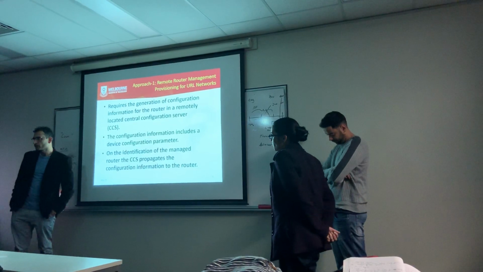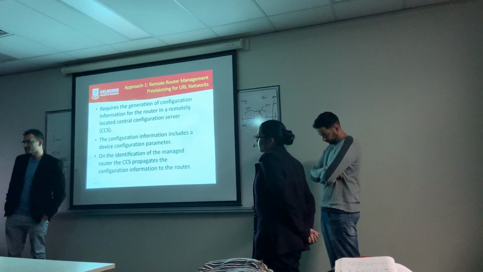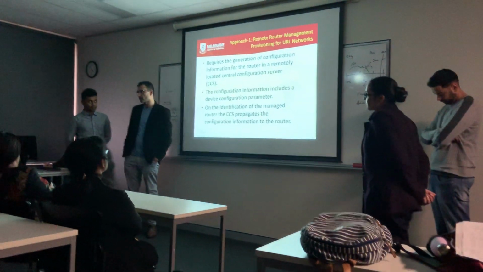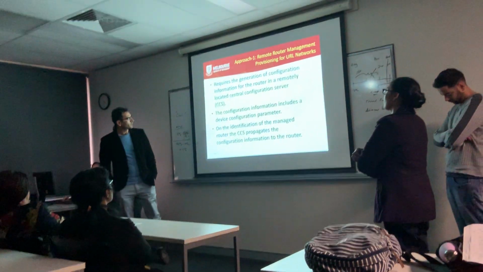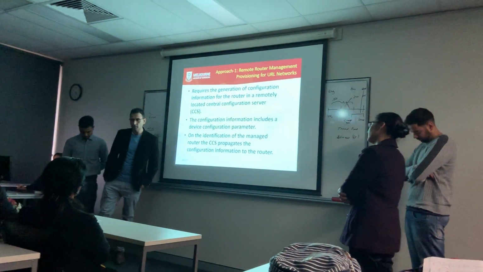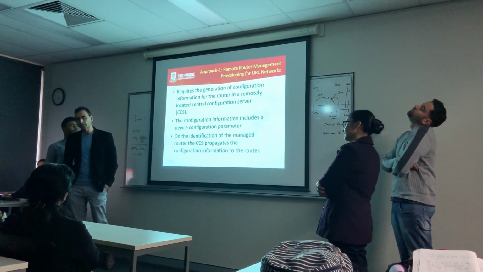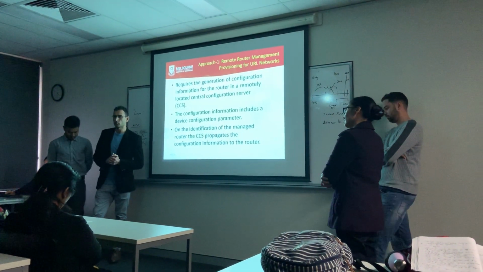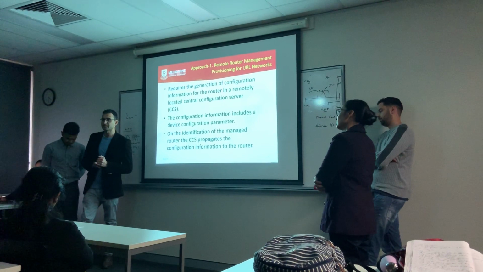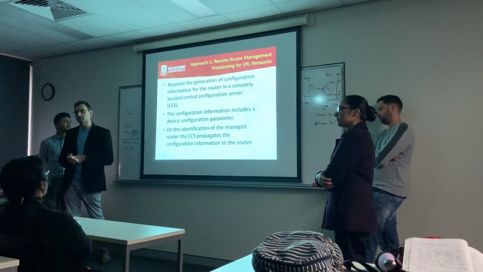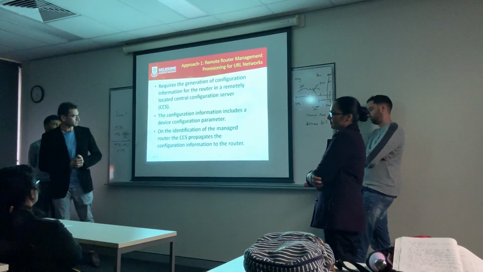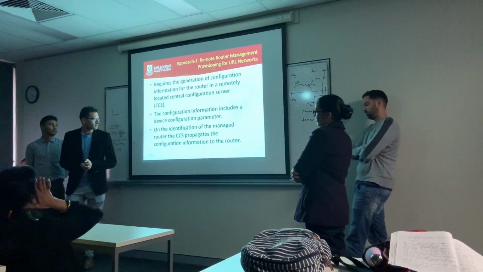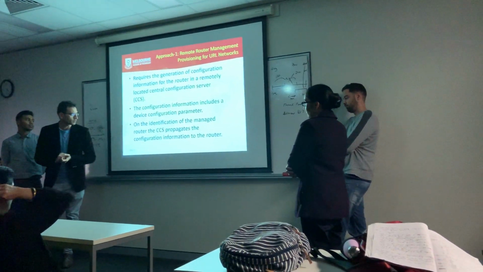The remote device is the router, so we need to configure that router, and a configuration file is needed for that. The configuration information includes device configuration parameters. That is triggered by the remote device, the router, which saves it into its own initial state and configures itself. On the initial identification of the managed router, the central configuration server propagates the configuration information to the router.